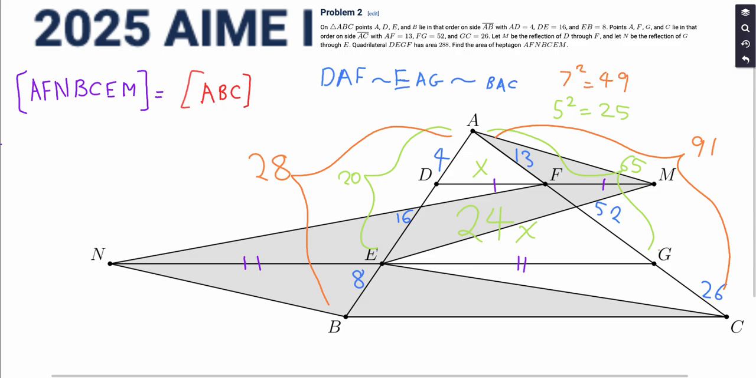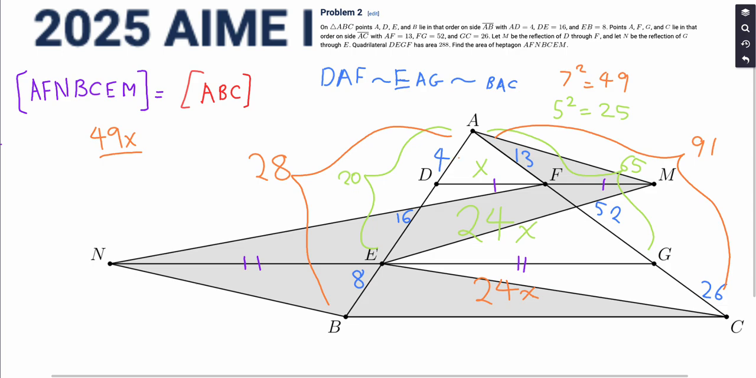And so if ABC equals 49x, then, this is already equal to x, and this is equal to 24x, well, then that leaves this to also be 24x. And that's because all these will add up to 49x. And so the area of the whole thing is 49x. And that is what we want to find. That's the area of triangle ABC, which is the area of the heptagon.